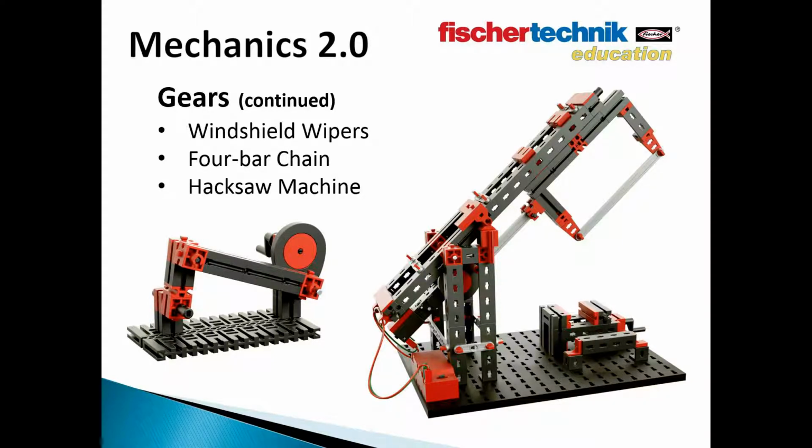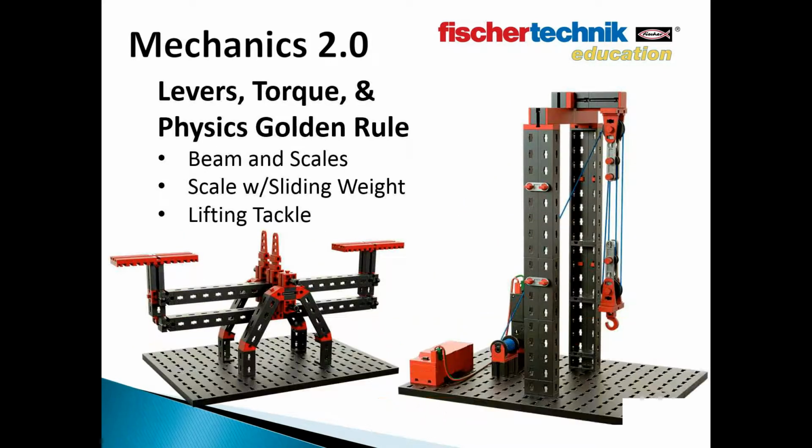A 4-bar chain unit will be built next so that students can study its 4 joints and how the components interact and move. A hacksaw machine will be used to help students understand how a coupler mechanism works. Levers are studied with the use of a beam and scales. A scale with a sliding weight is used to experiment and understand torque. And a lifting tackle with pulleys is used to understand physics' golden rule, which is the concept that work cannot be saved. Whatever is saved on force must be added in time and distance.